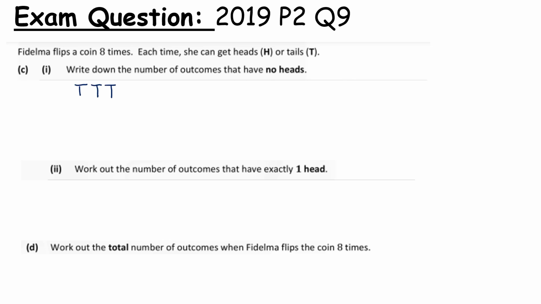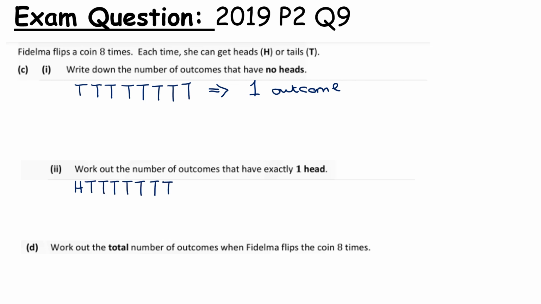So tails, tails, tails, tails, tails, tails, tails, tails. So we have 8 tails. So the number of outcomes with no heads, there's actually only 1. So work out the number of outcomes that have exactly 1 head. So then if you take what we had, we can move 1, 2, 3, 4, 5, 6, 7. We can effectively just keep moving the H into all the different positions.